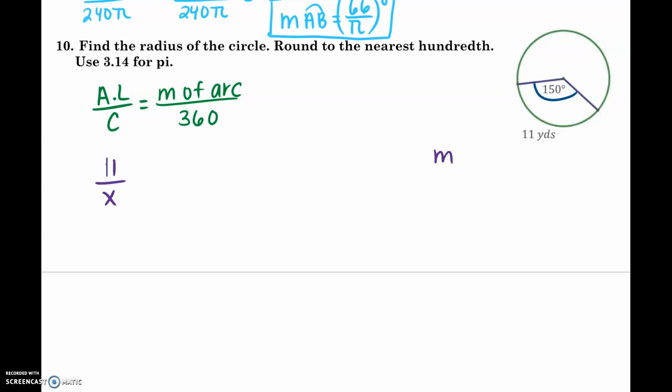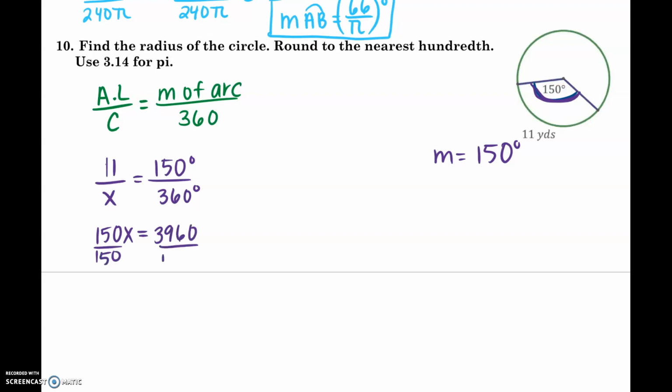We know the measure of the arc is equal to 150 degrees. It's equal to the central angle. And then that always goes over 360 degrees. So we can cross multiply and solve for our circumference. 150x is equal to 360 times 11, which is 3,960. We're going to divide both sides by 150. So our circumference is equal to 26.4.